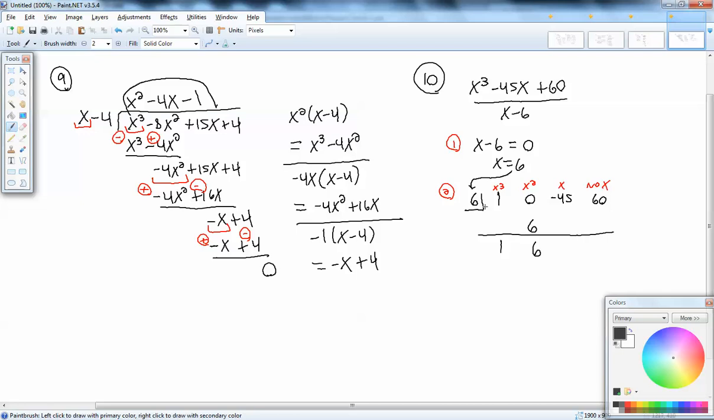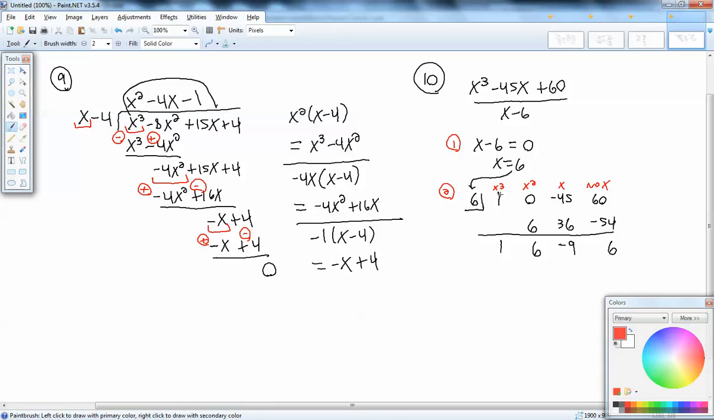Now we want to multiply. You always multiply by number in the box, by number you put down here. 6 times 6 is 36. Then we want to add. Negative 45 plus 36 is negative 9? Yeah, negative 9. Then we want to multiply. 6 times negative 9 gives us negative 54. And then we want to add. 60 minus 54 is 6.